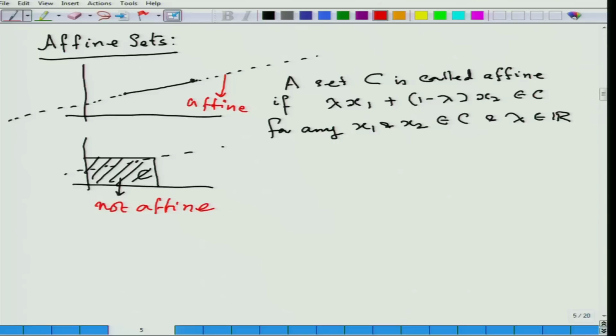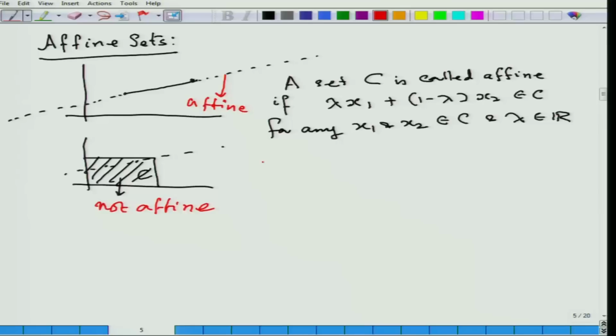An important class of affine sets is a straight line. You can write such straight lines as follows. Take the set L, say it is a set of all x in Rn which satisfies this equation, where A is a member of Rn and B is a member of R.